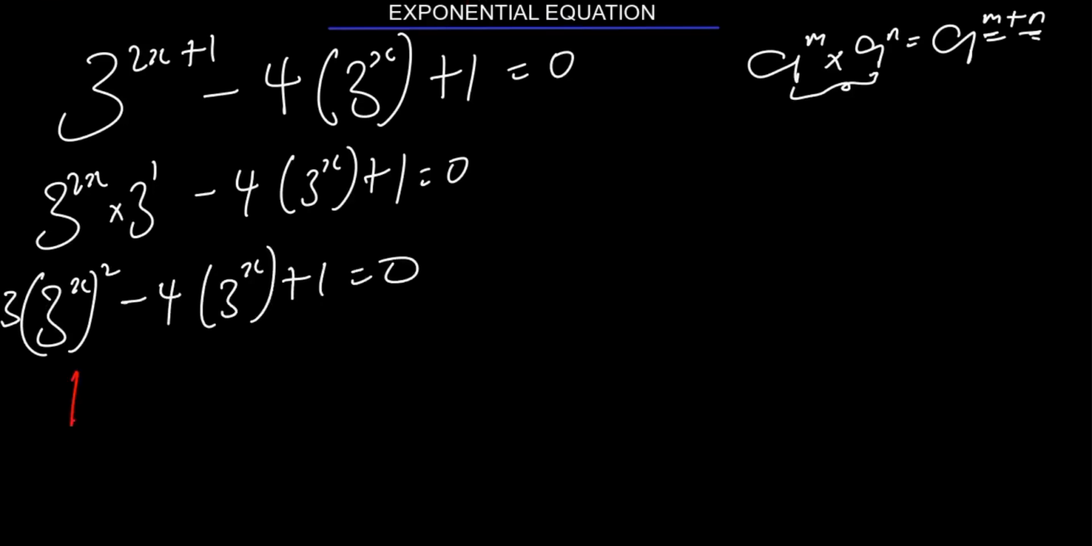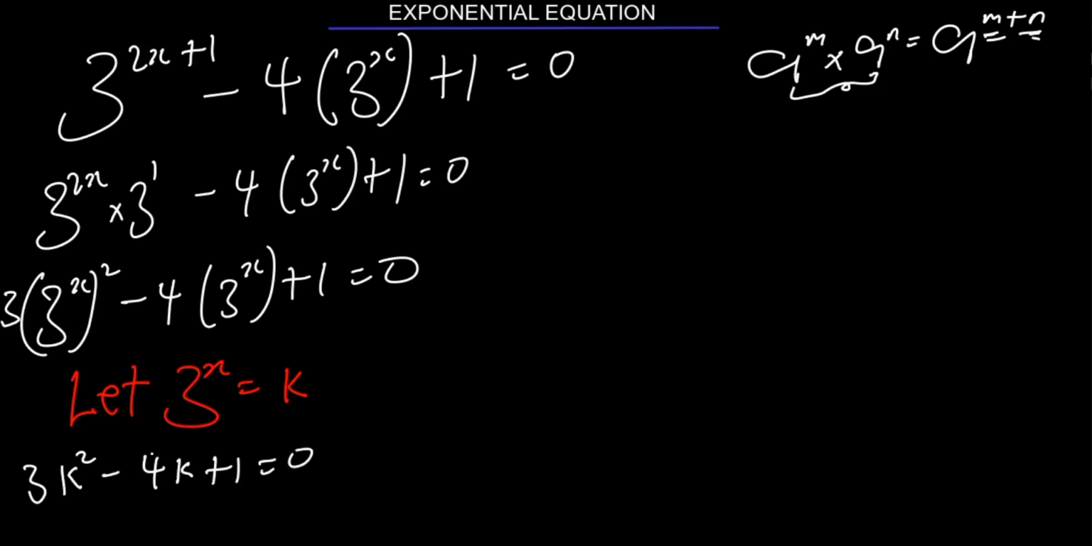So I will now say let 3 raised to power x be equal to any number you want. I can say be equal to k. So I have 3, this is now k square minus 4k plus 1 equal to 0. Now I'll solve this. This will give me 3.